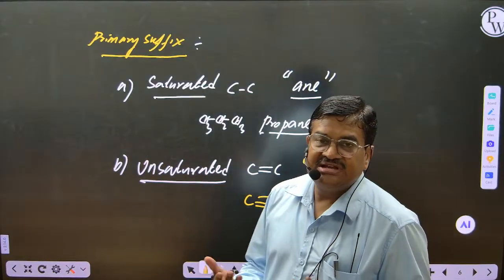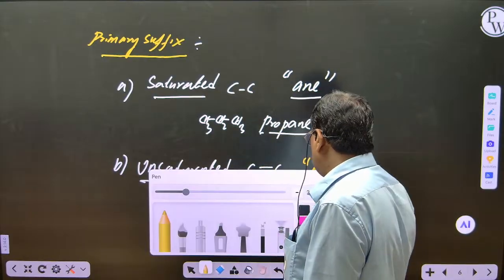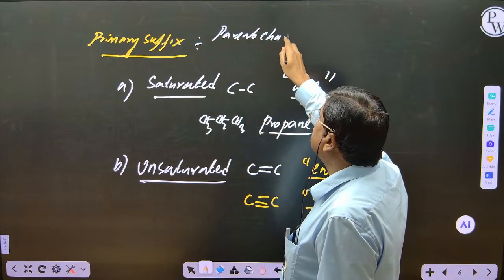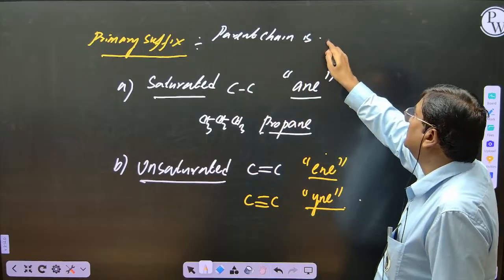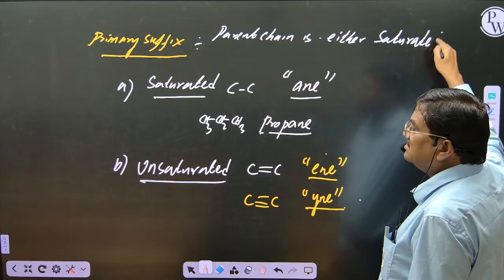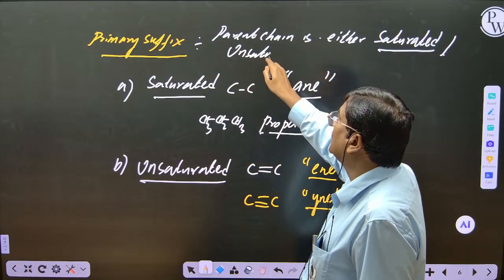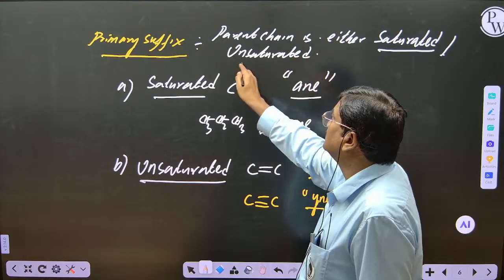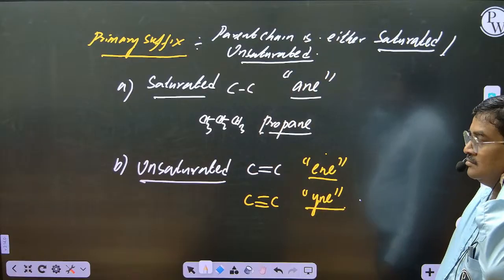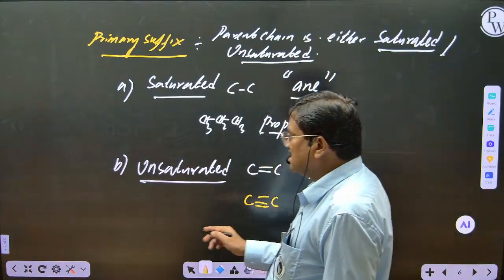That means primary suffix tells us what? Whether the parent chain is saturated or unsaturated. Clear for all? So here you write: parent chain is either saturated or unsaturated. Saturated means what? It contains only single bond. Unsaturated means what? It may have double bond or triple bond. Clear, students? So in order to understand more clearly, I am taking a 3 carbon alkene.